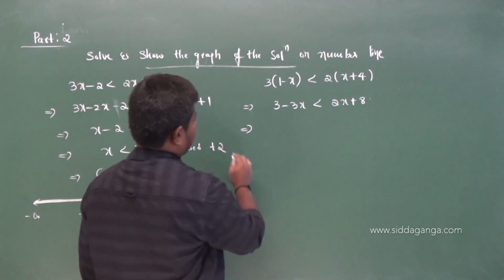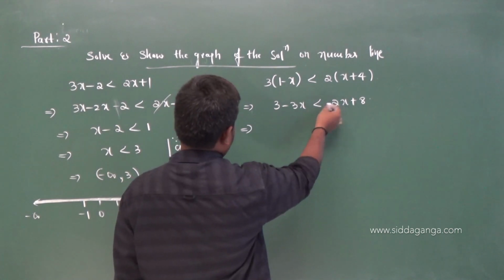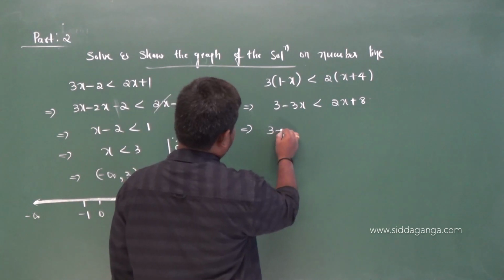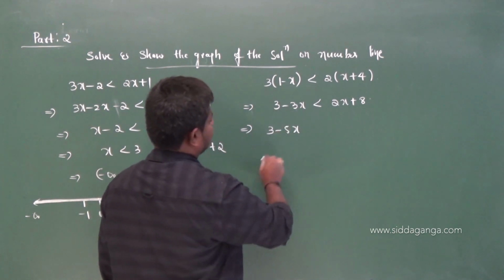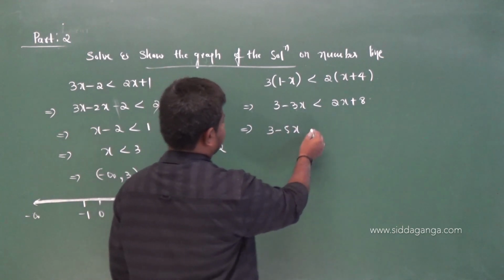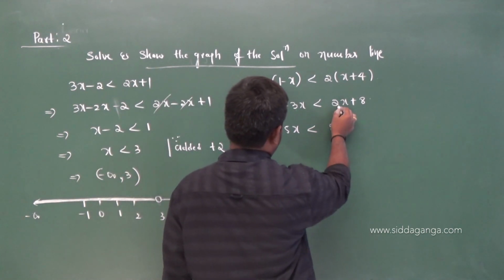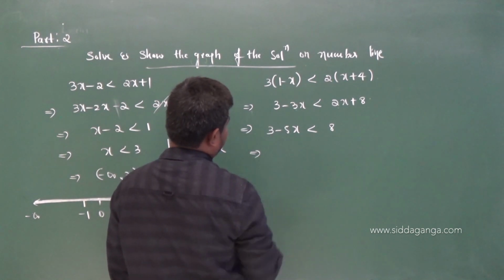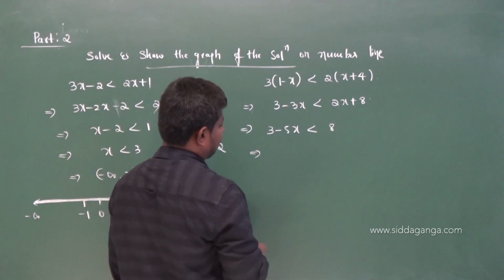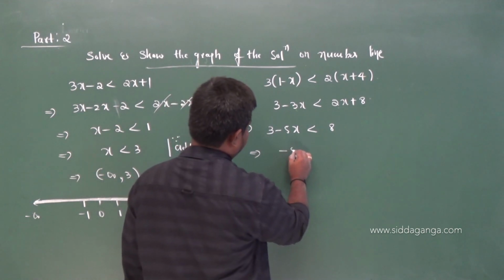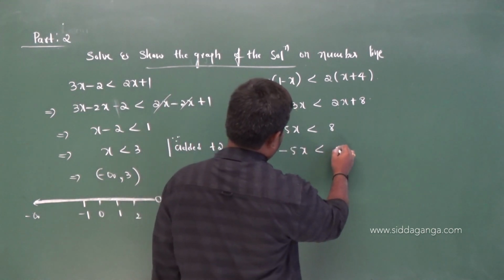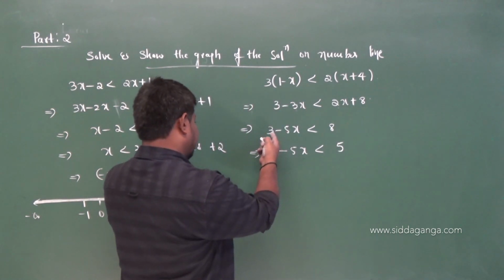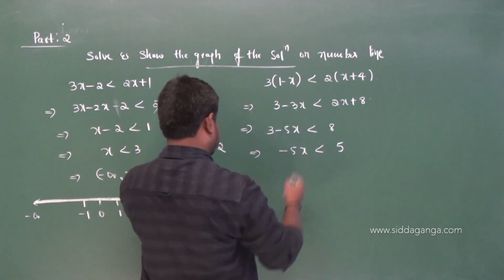This gives 2x we have, minus 3x as well. Let's add minus 2x on both sides. So minus 3x minus 2x is minus 5x less than 8, minus 2x plus 2x is 0, I mean plus 8. Adding minus 3 on both sides, 3 minus 3 get cancelled, 8 minus 3 is 5.